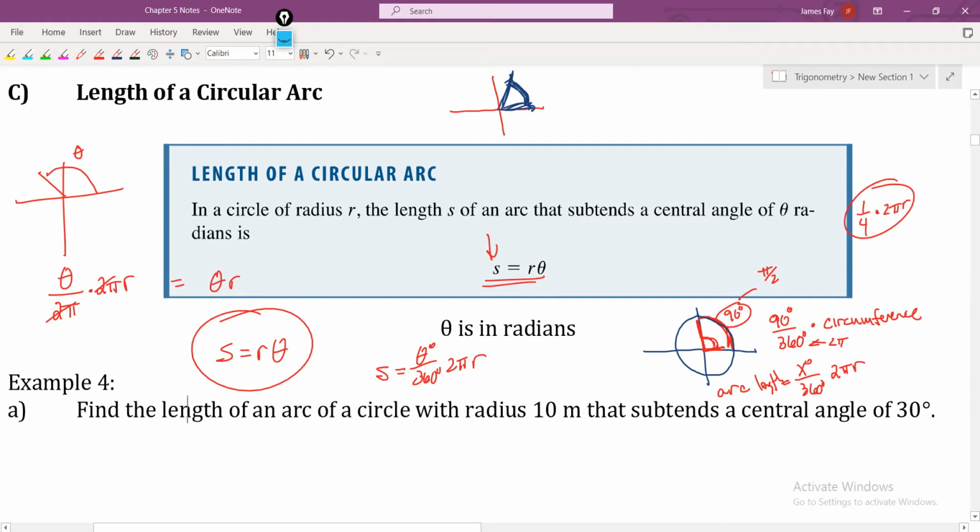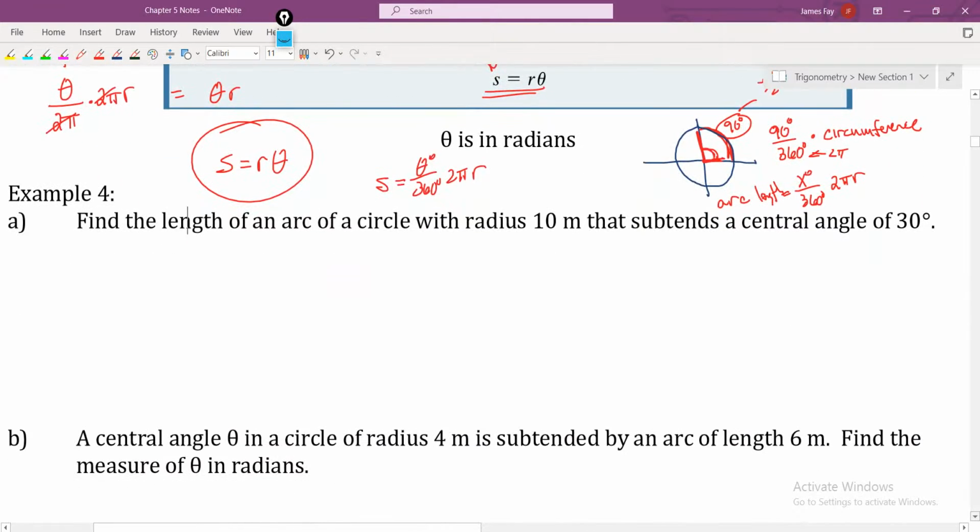So the next question says, find the length of an arc of a circle with a radius 10 that subtends a central angle of 30 degrees. So we'd be looking at a 30-degree angle, and the arc right there is the length that we're looking for. So that s right there is what we're looking for. It says here r is 10.